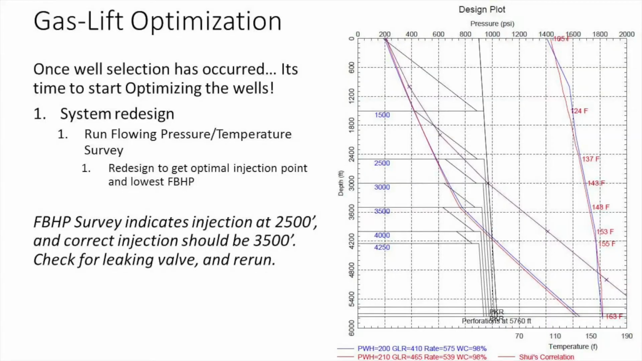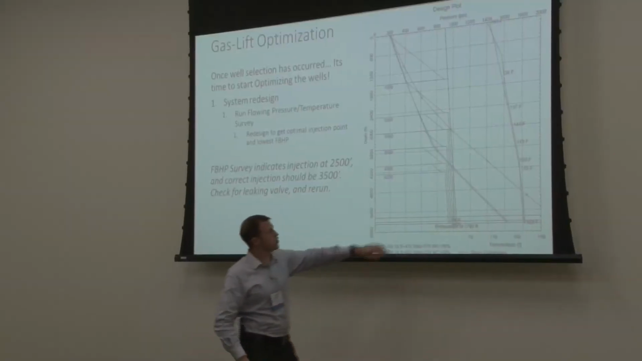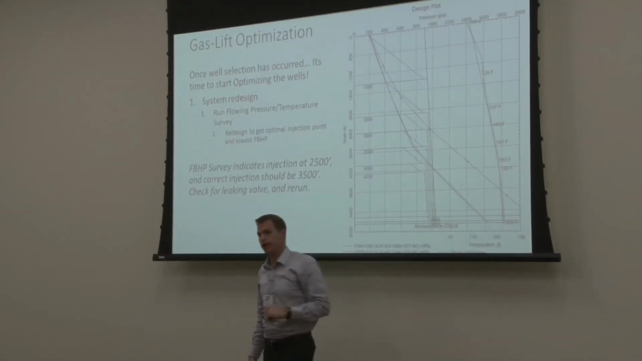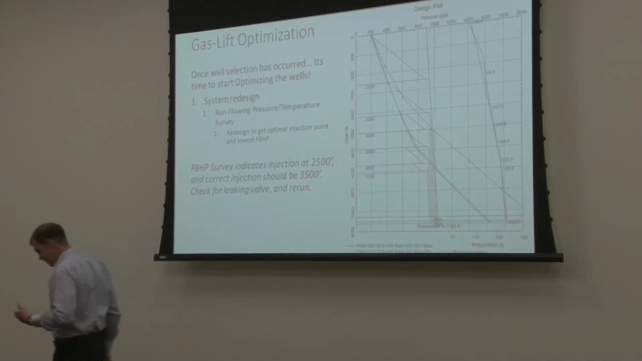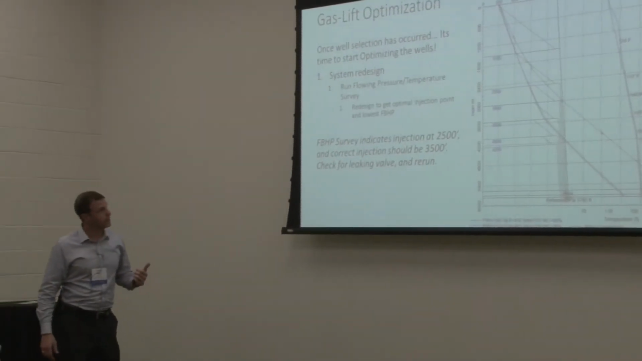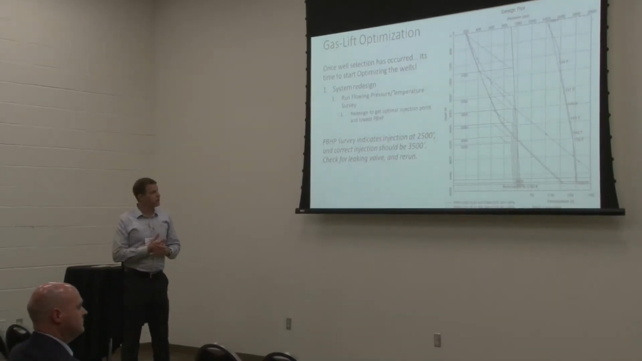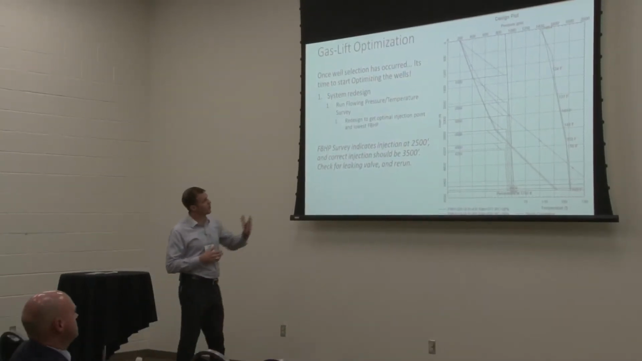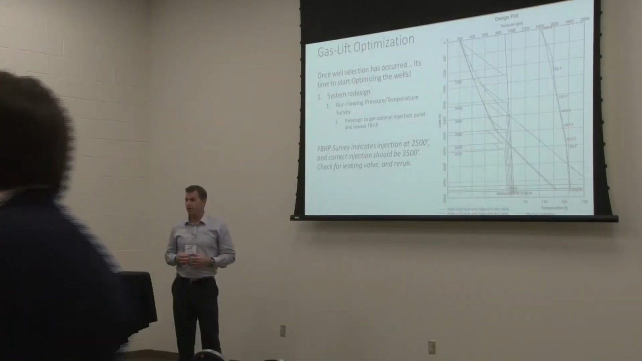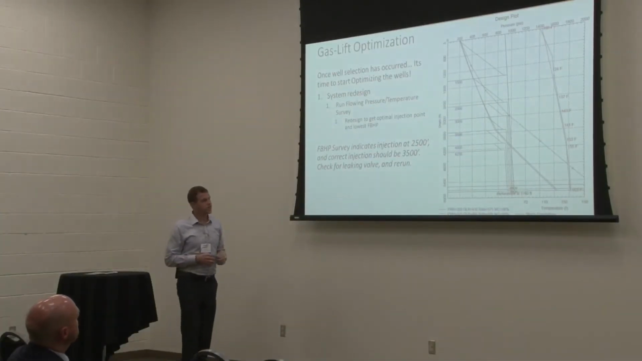So looking at redesigns in terms of flowing pressure temperature surveys. Here's an example of a well that had a flowing pressure temperature survey run, indicated by this purple line here. That line indicates where we're currently operating versus where we should be operating based off of the blue and red lines. So our blue and red gradients indicate that we're operating less efficiently than we should. That's a good sign that shows us where we are versus where we could be and how a redesign is necessary to get us there.